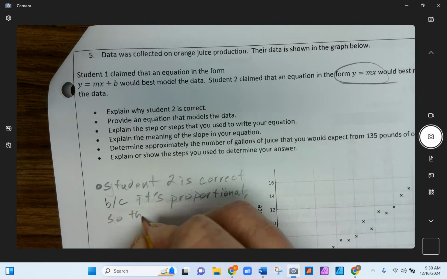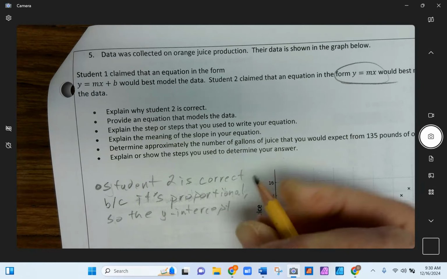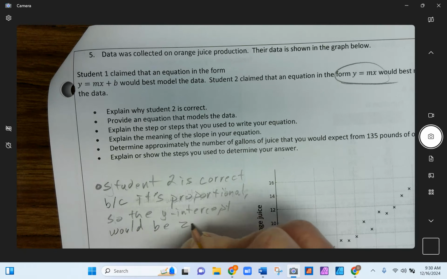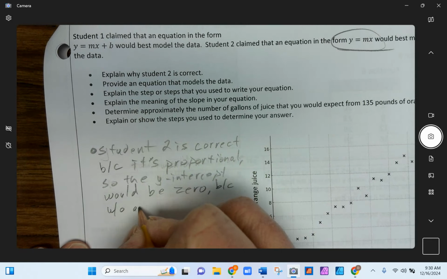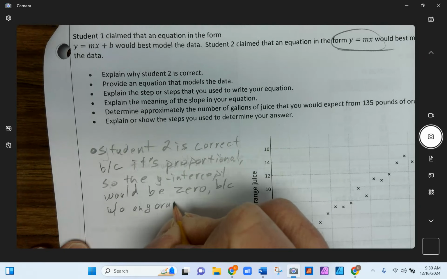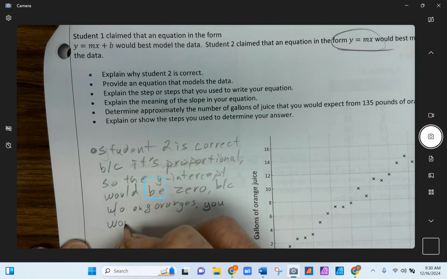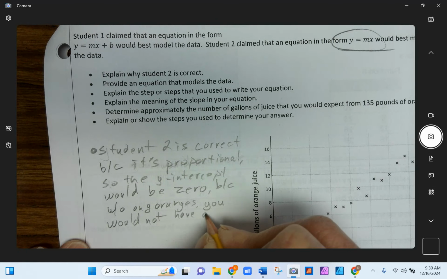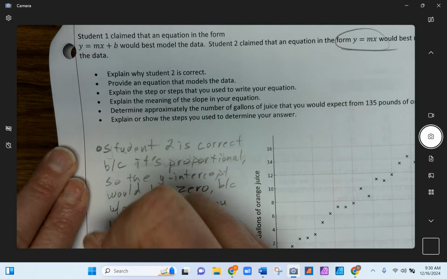So the y-intercept would be 0, because without any oranges, you would not have any juice. Okay. All right.